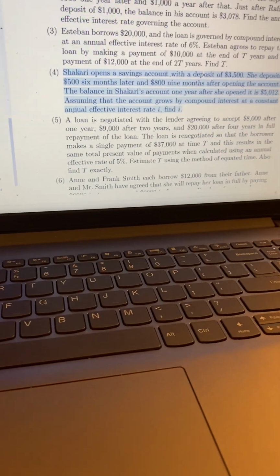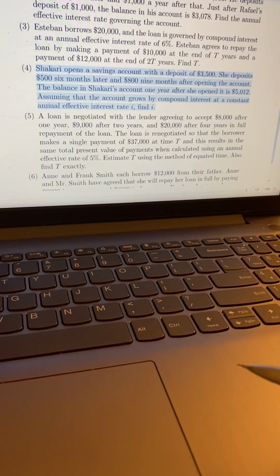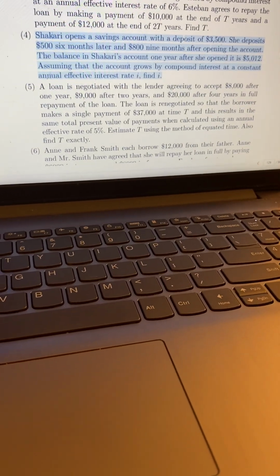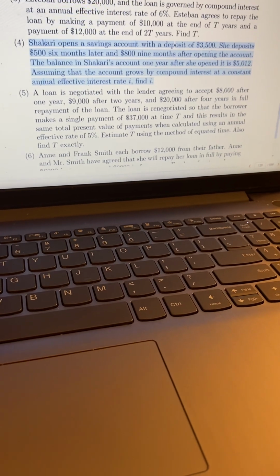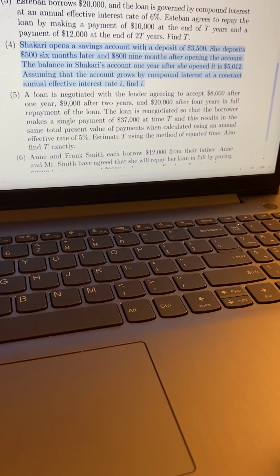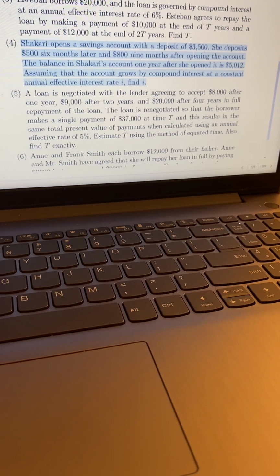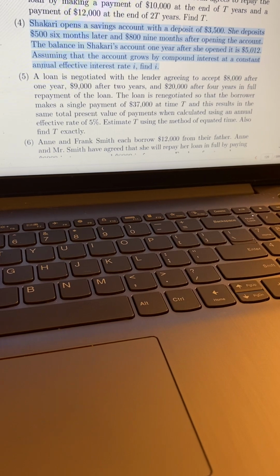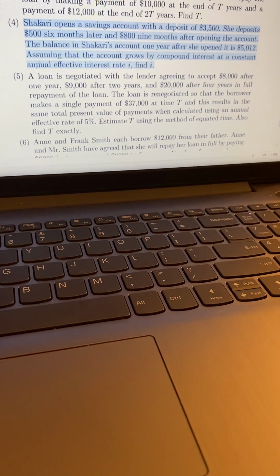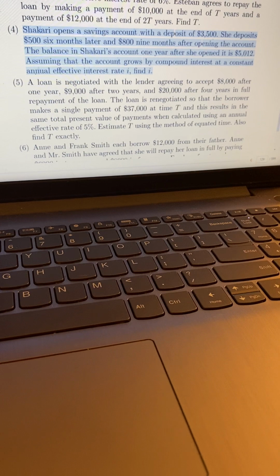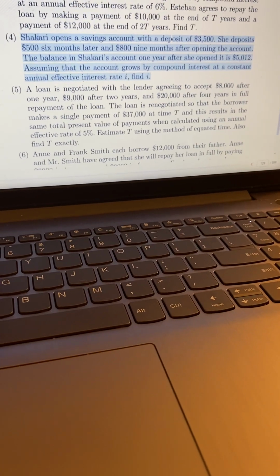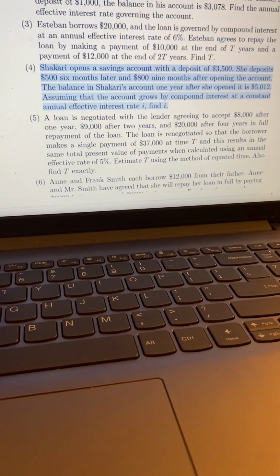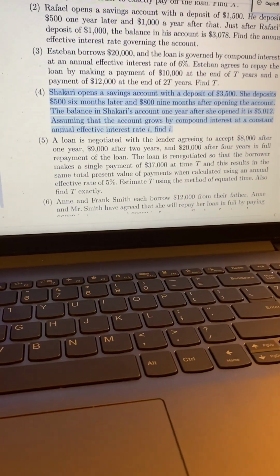Okay, so in this problem, Shikari opens a savings account with a deposit of $3,500. She deposits $500 6 months later and $800 at the 9-month mark after opening the account. The balance in the account 1 year after opening it is $5,012. Assuming the account grows by compound interest at a constant annual effective interest rate I, find I.